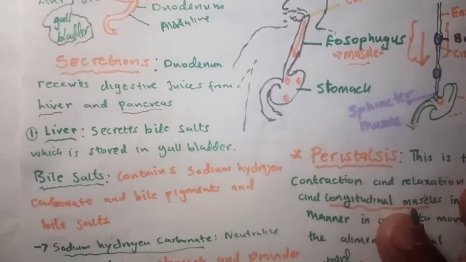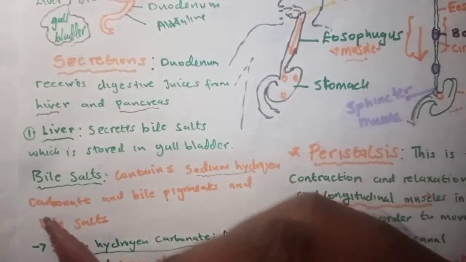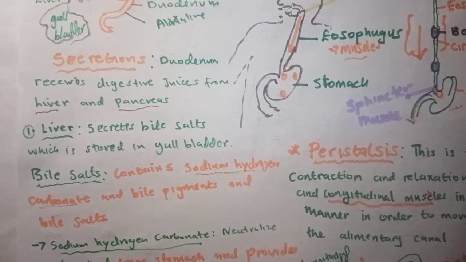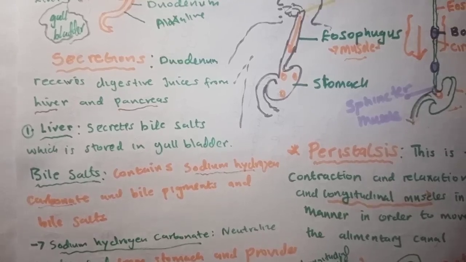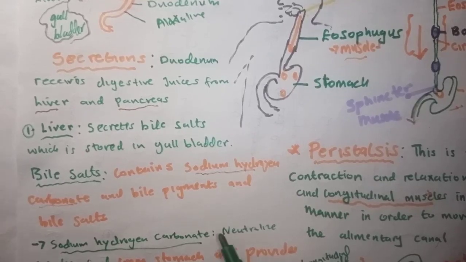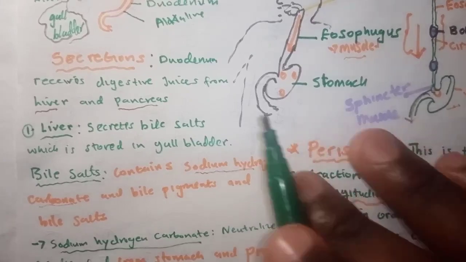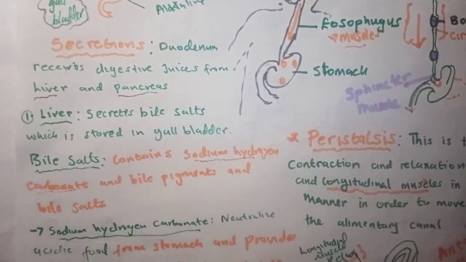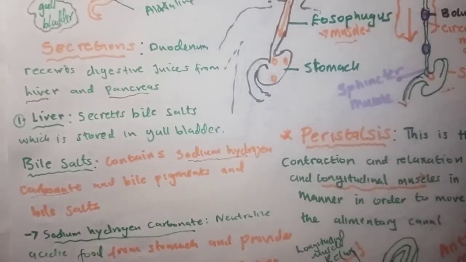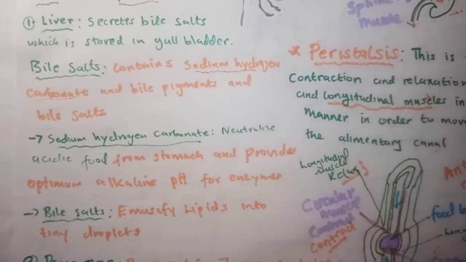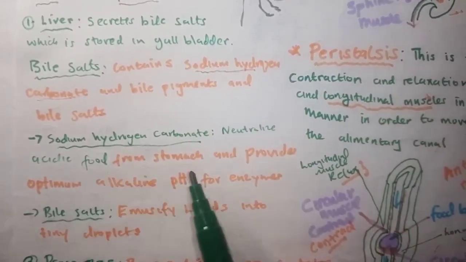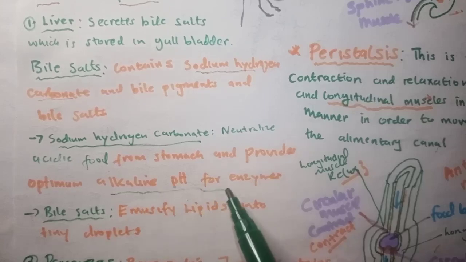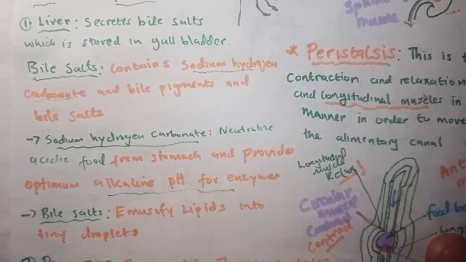So this bile contains sodium hydrogen carbonate, which is very important, because this sodium hydrogen carbonate will provide an alkaline pH for the enzymes, and also it neutralizes. Remember, the food here is acidic, but then it's going into an alkaline environment. So it is neutralized by sodium hydrogen carbonate. So sodium hydrogen carbonate neutralizes acidic food from the stomach and provides an optimum alkaline pH for the enzymes. So these are the answers you give when you're asked to explain digestion.